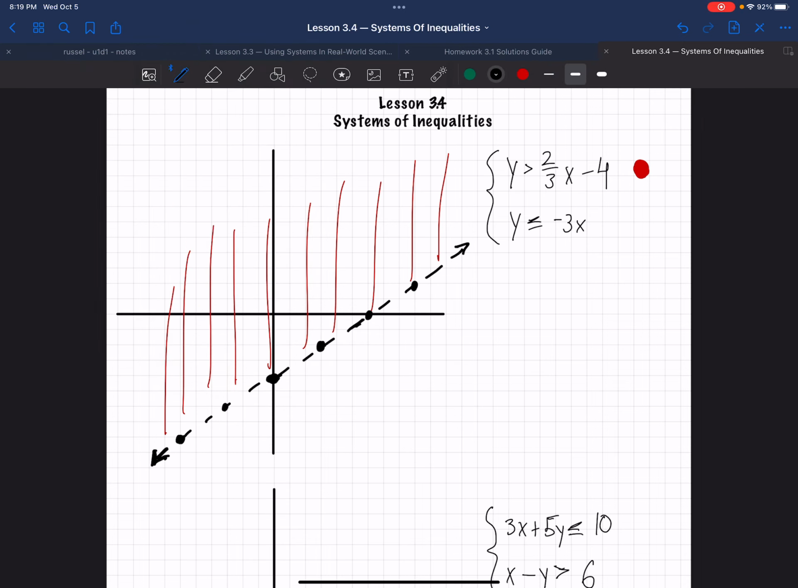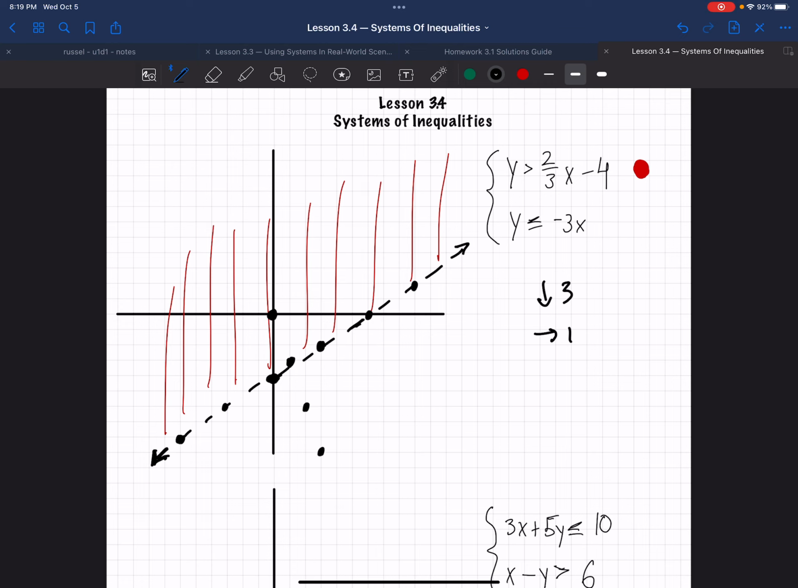So now my next one is y is less than or equal to -3x. There is no b value present, so that means it's 0. So the y-intercept is at the origin, 0, 0. And a slope of -3 means down 3 over 1. So it means go down 1, 2, 3 over 1. Down 1, 2, 3 over 1.